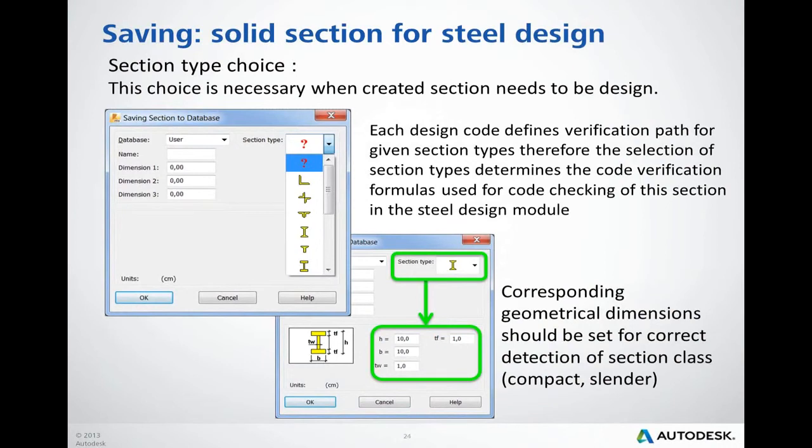Section type choice is necessary when the created section needs to be designed. Each design code defines verification paths for given section types. Therefore, the selection of section type determines the code verification formulas used for code checking of this section in the Steel Design module. Section shape selection should be made from the scroll-down menu with the question mark sign. Then it is required to fill in data in these additional fields appearing at the bottom of this window. Robot does not do it itself.